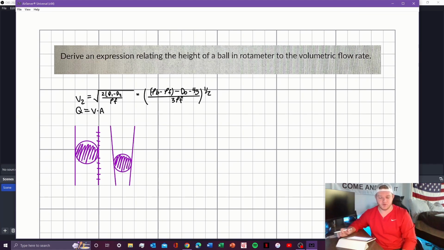So for part 2, we're going to derive an expression relating the height of a ball in a rotometer to the volumetric flow rate. A rotometer is a device that measures the flow rate of a pipe or air current by using a ball in a housing, and the ball rises at a higher flow rate. And where the ball is, there are markers on the rotometer that tell you what flow rate you're at.